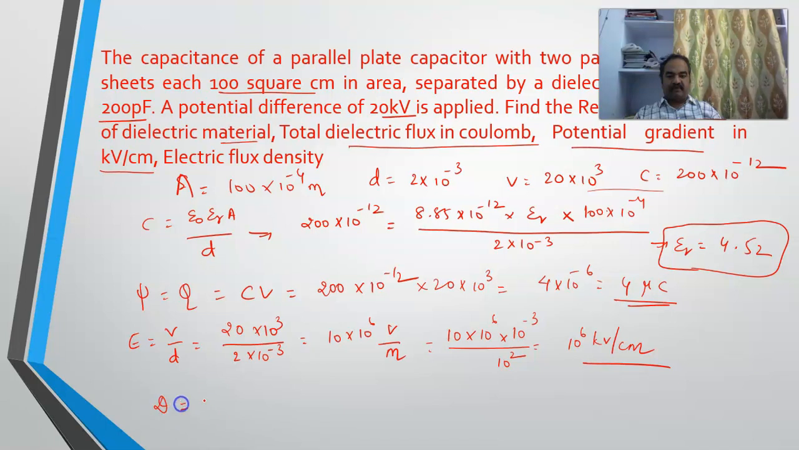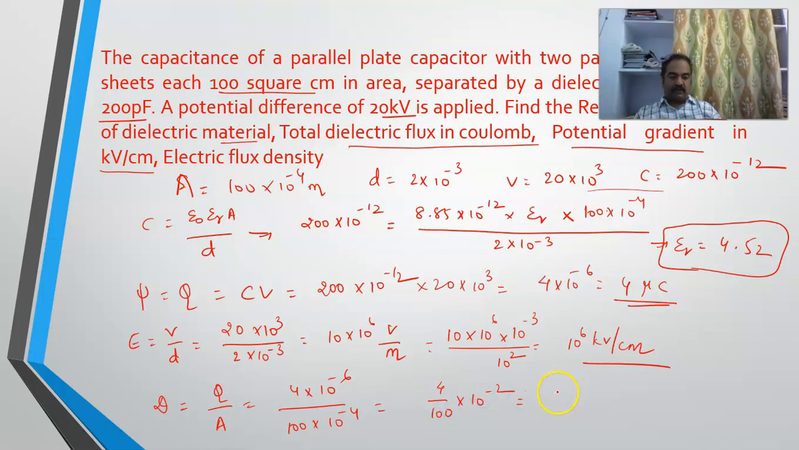Next is the electric flux density, which is nothing but Q by A. Q I already have, 4 into 10 to the power of minus 6. Area also I have, 100 into 10 to the power of minus 4. So what I'll be getting here is 4 by 100 into 10 to the power of minus 2, so it is 4 into 10 to the power of minus 4. It is 400 microcoulombs per meter square.